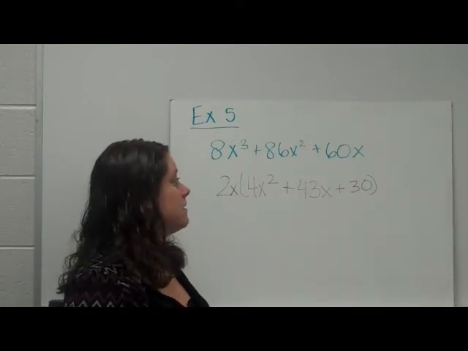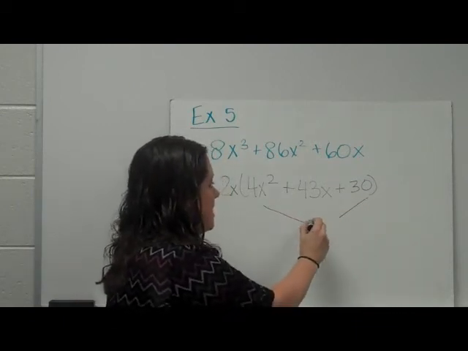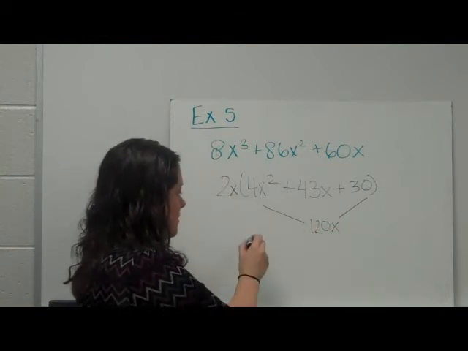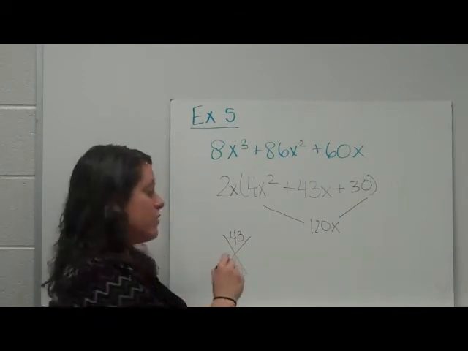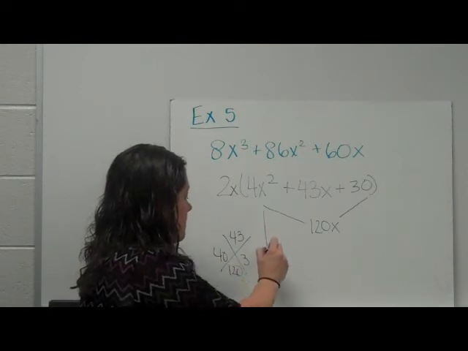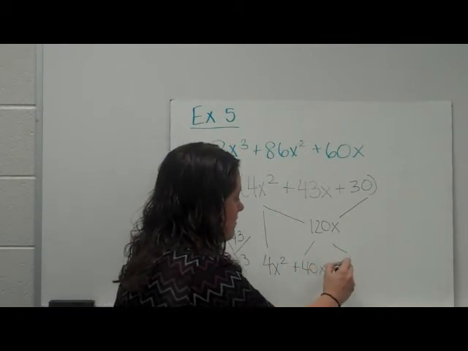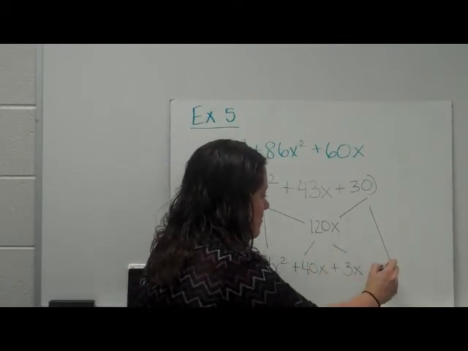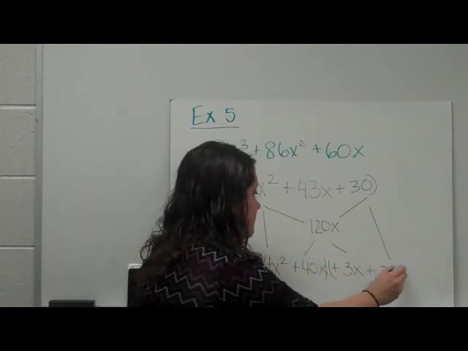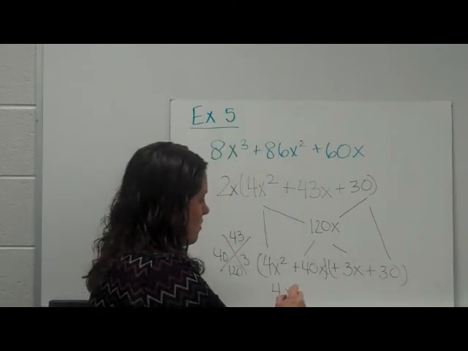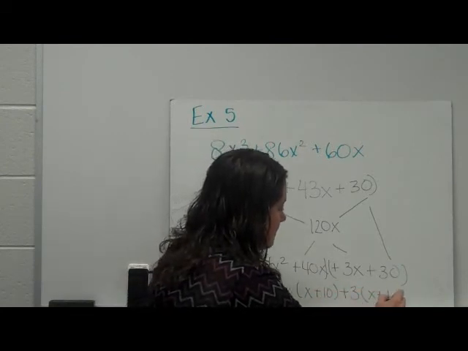Can it be factored? Well, I'm going to have to use the pants method here. So let me multiply these together, and I'm going to get 120x squared. So add to 43, multiply to 120. Oh, 40 and 3. Okay. Bring down the 4x squared, bring down the plus 40x, bring down the plus 3x, bring down the plus 30. Now I'm going to factor by grouping. Take out the GCF. 4x gives me x plus 10. 3 gives me x plus 10.